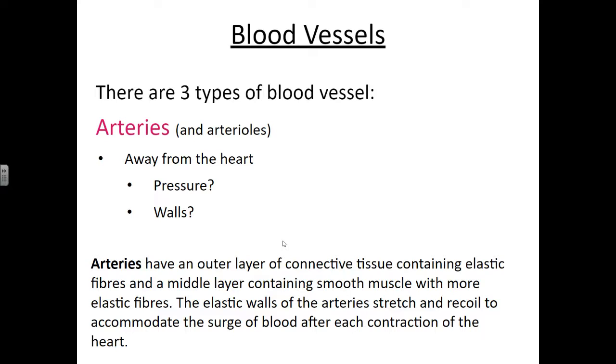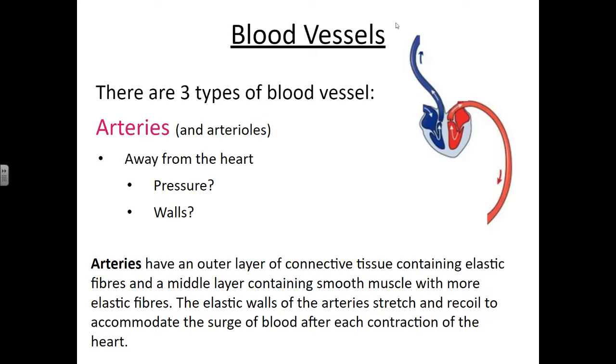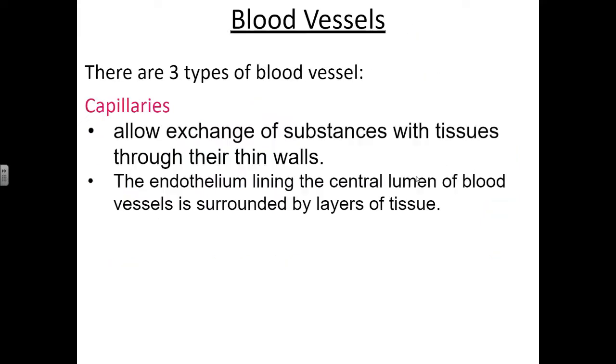The elastic walls of the arteries will stretch and recoil to accommodate the surge of blood after each contraction. If it was a hard, stony structure, every time the heart pushed, it would strain the walls of the arteries and they would eventually break. So they need a little bit of elasticity so they can withstand that pressure wave and then carry it on as the blood moves through the arteries. Leaving the heart, we have the aorta and the pulmonary artery.